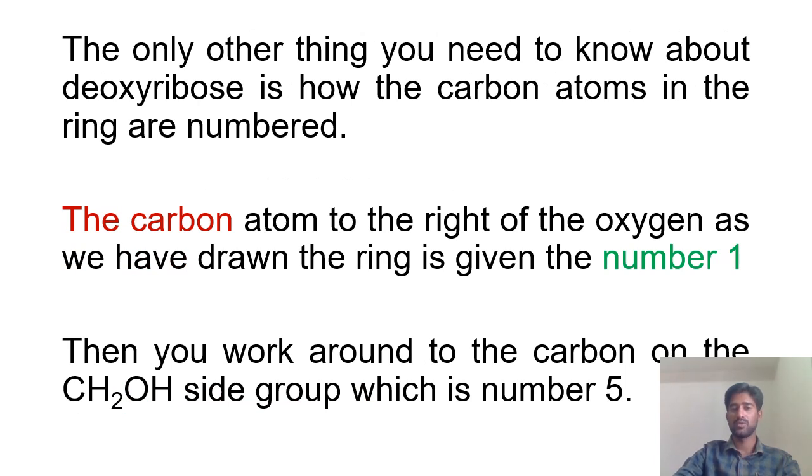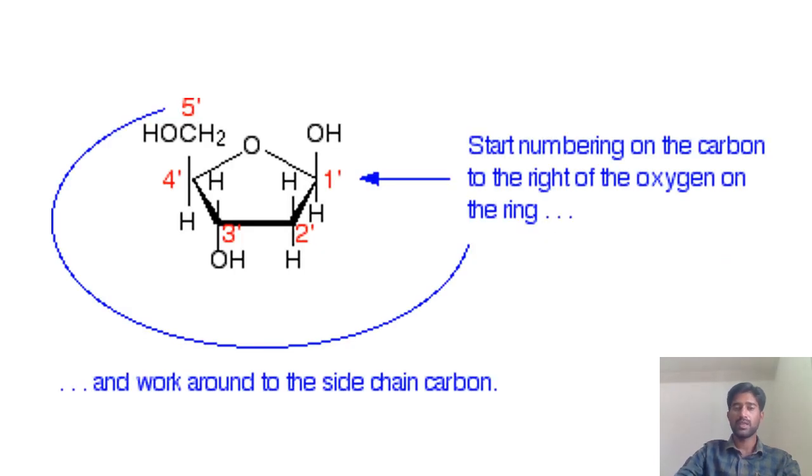The only other thing you need to know about deoxyribose is how the carbon atoms in the rings are numbered. If you look at this structure, the carbon atom positions in the ribose sugar are carbon atoms 1, 2, 3, 4 and 5, and in DNA we call them 1 prime, 2 prime, 3 prime, 4 prime and 5 prime. As we all know, DNA runs in the 5 prime to 3 prime direction, that is, the carbon atom at the 5 prime end and at the 3 prime end.